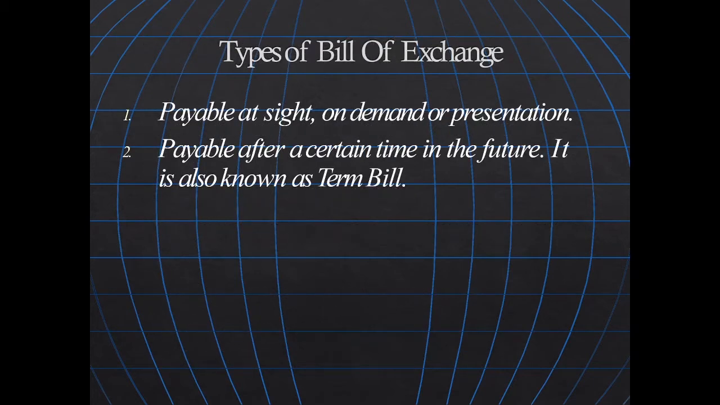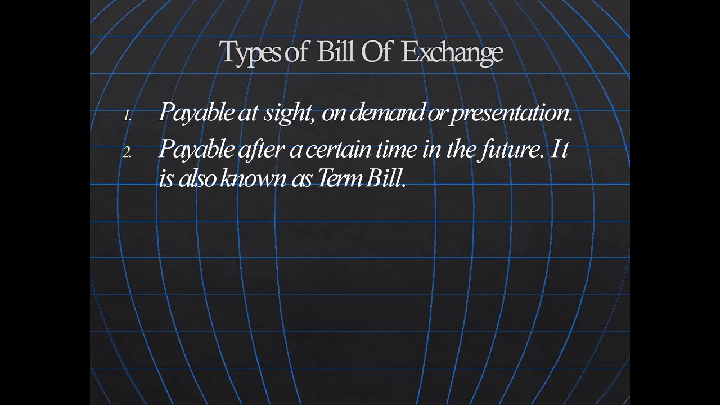Types of the bill: payable at sight, on demand or on presentation, and payable after a certain time in the future, which is also known as a term bill. Payable at sight means it is like a check. With a blank check which has a written amount, you can immediately go to the bank and ask for the money. And if it is a post-dated check, you have to wait for the time period. So that is the difference between the two bills.